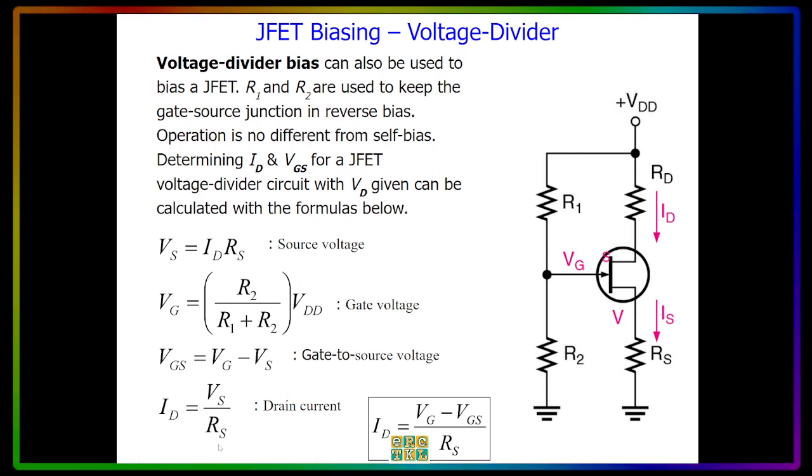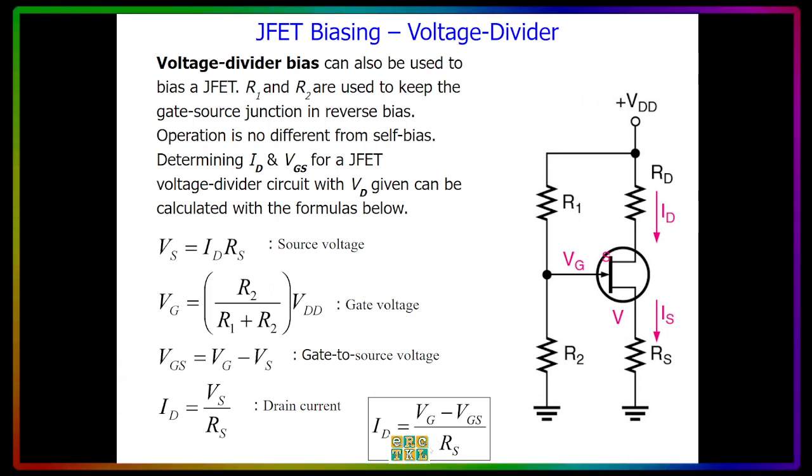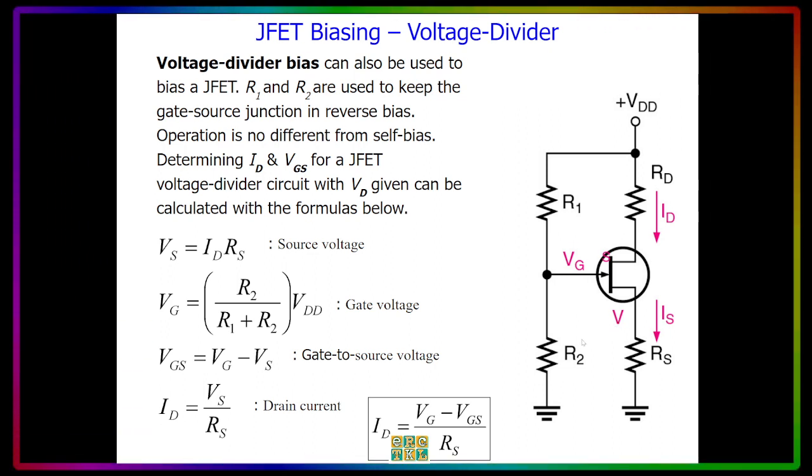For ID, it's only Ohm's law, VS over RS: the voltage on the source divided by the resistance RS. So that will be the drain current. The other formula for the drain current is to subtract VGS from VG, which gives our VS, of course, divided by RS. So those are the two drain current formulas.